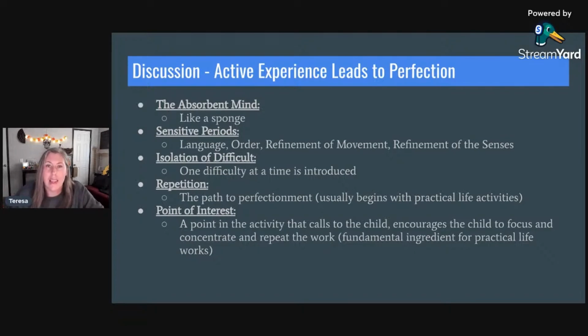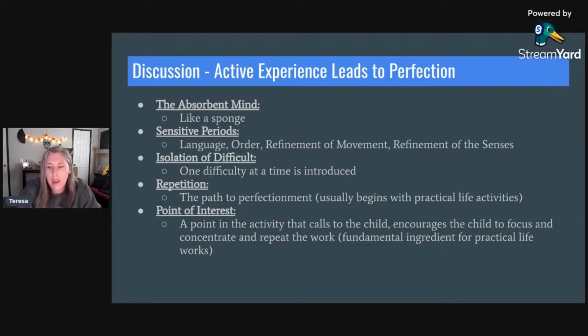This period in the child's life is one that is so unique that we have to keep in mind that whatever we put around them, they're going to absorb. And of course, we already talked a little bit about the sensitive periods, which is the language, order, refinement of movement, and refinement of the senses. So when we talk about those sensitive periods, what we really mean is that these are little windows into the child's development that we see where the child intensifies their interest. They intensify what they are doing in these areas.